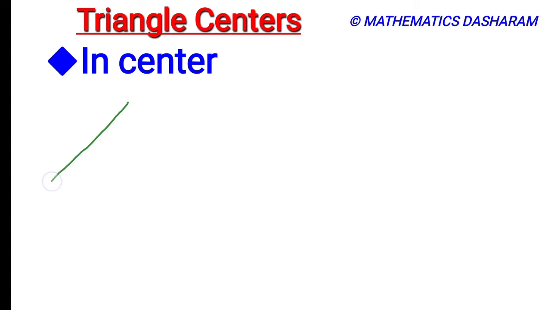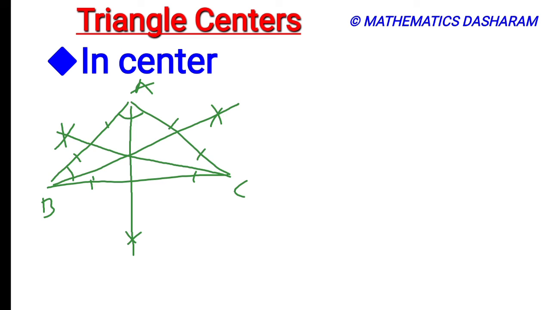Let us take a triangle ABC. In triangle ABC, we have a total of 3 angles. Draw the angle bisectors with the help of a geometry box. So here are the 3 angle bisectors of triangle ABC. The 3 angle bisectors pass through the same point.